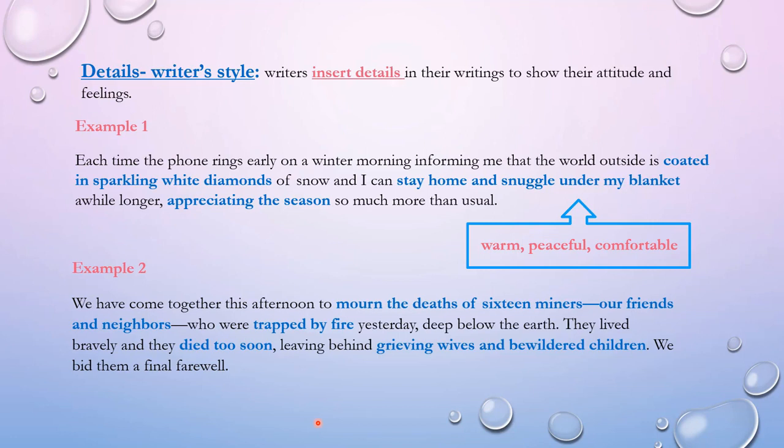Here also, if you look at the blue words, mourn means to feel sad when somebody is dead. To mourn the death of 16 miners. Also trapped by fire, this is tragic. They died too soon, they were still young, and they left behind wives who are very sad and children who are lost. So the tone of the writer, through the description of the death of these people, is sorrowful, grieving, and bitter.